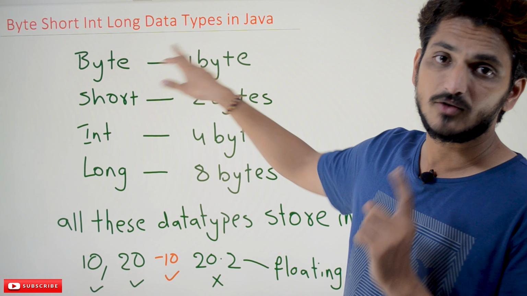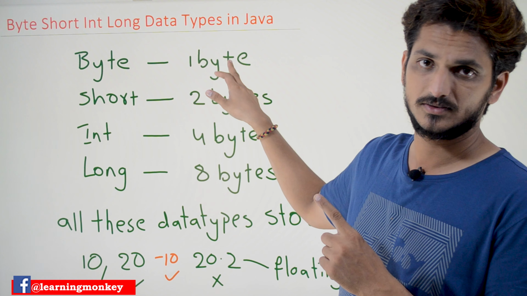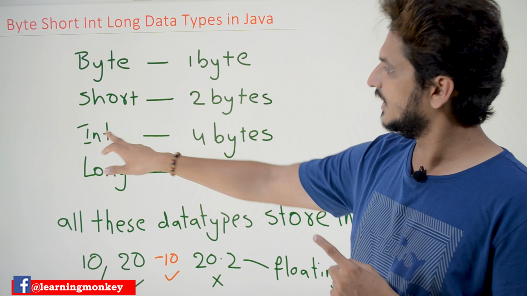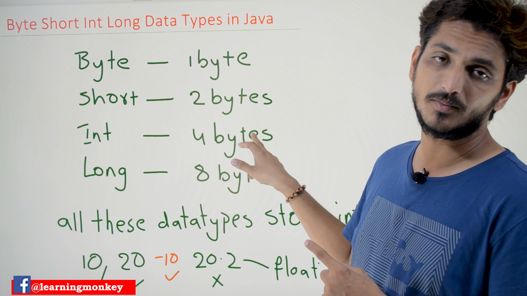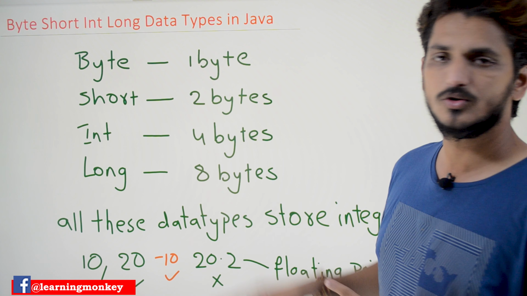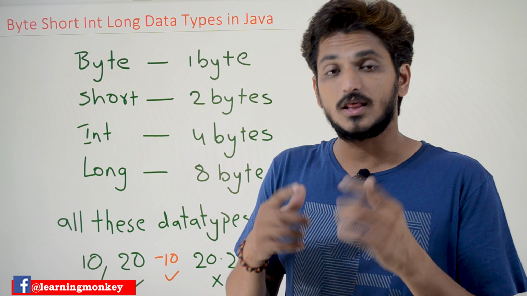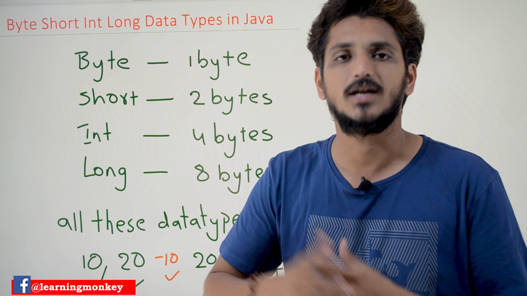Byte is going to take 1 byte of memory space. Short is going to take 2 bytes of memory space. Int is going to take 4 bytes of memory space. Long is going to take 8 bytes of memory space. So according to your requirement, you can choose your data type.